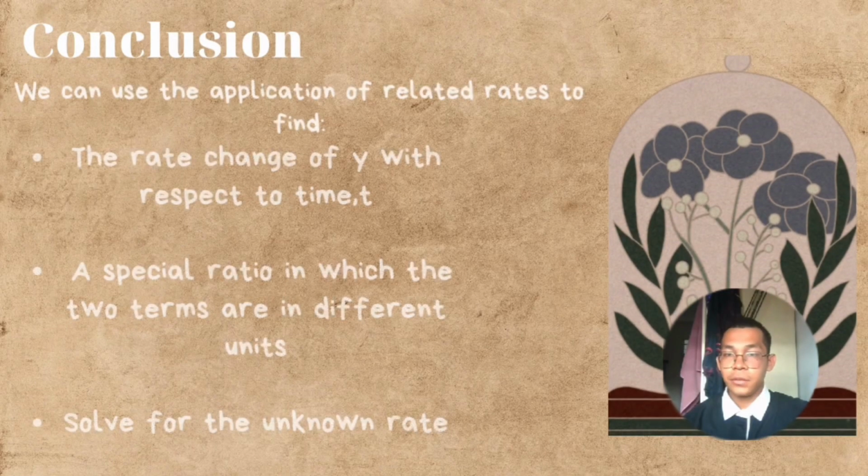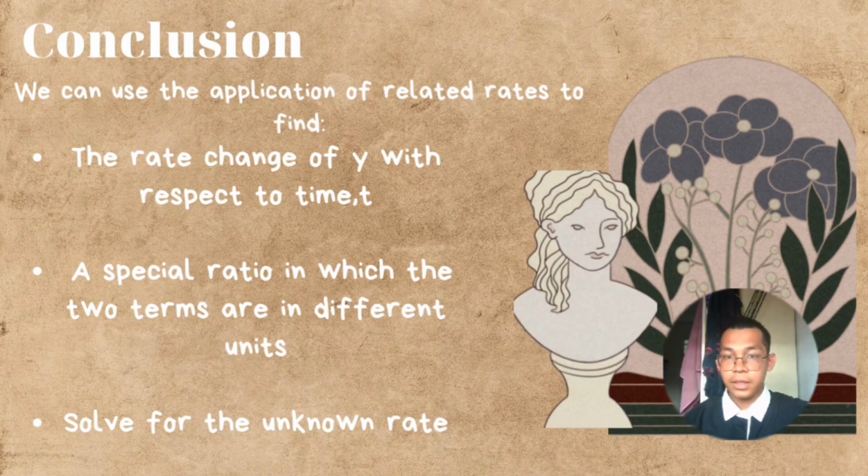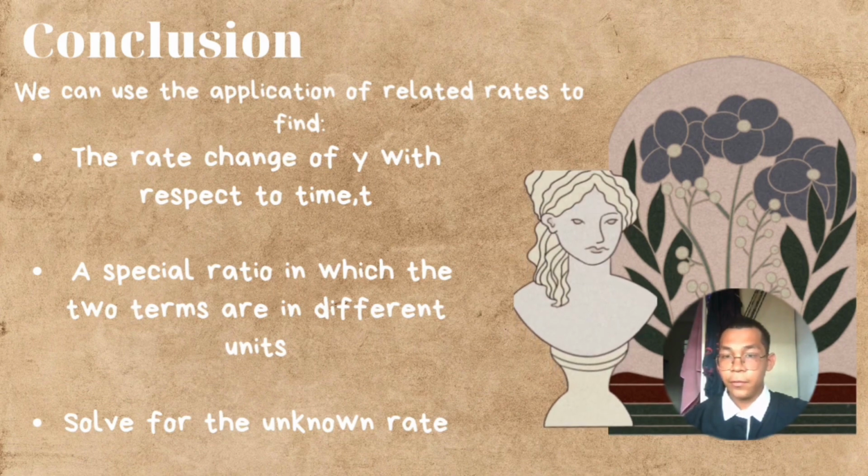In conclusion, we can use the application of related rates to find the rate of change of y with respect to time, a spatial ratio in which the two terms are in different units, and solve for the unknown rates.